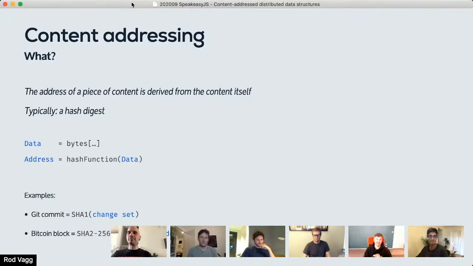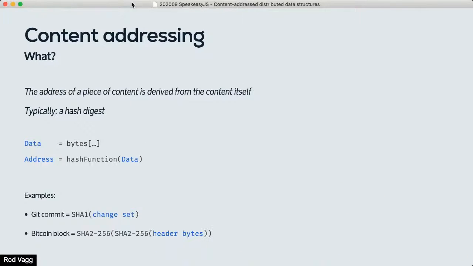What is it? Content addressing basically means the address of a piece of content is derived from the content itself, and it's typically a hash digest. So you take the content, which is some random array of bytes, whatever it could be. It could be text or it could be something else, video. You run it through a hash function, and from that you derive your address.